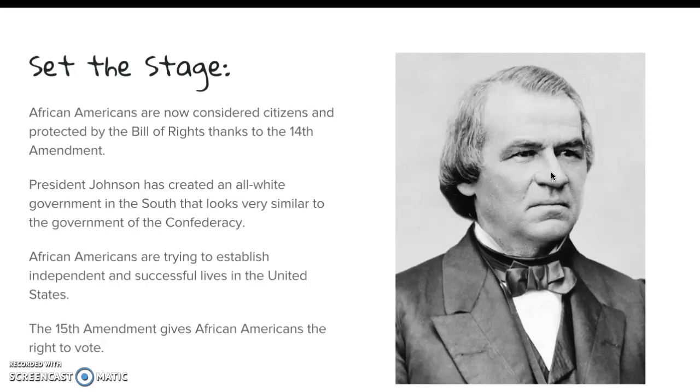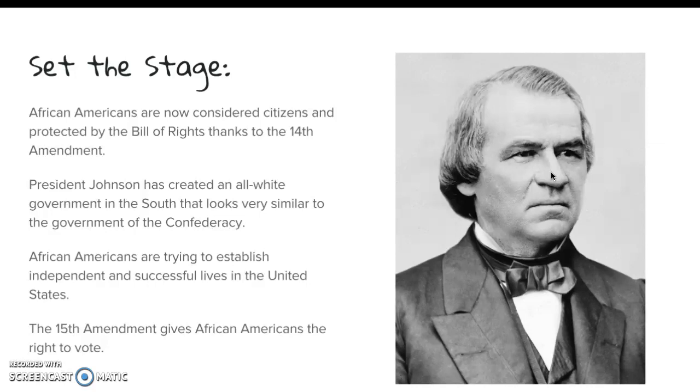We also know that at this point, because African Americans have been freed from slavery, they're trying to find ways to establish independent and successful lives in the United States. And one of the most important things that they need in order to do that is the ability to vote, which they got under the 15th Amendment. And it makes the most sense that if you have the ability to vote, you can vote for the people who represent your beliefs and values, just like we do today.